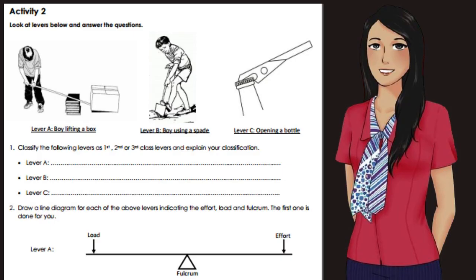Activity 2. Look at the levers below and answer the questions. 1. Classify the following levers as first, second, or third-class levers and explain your classification. 2. Draw a line diagram for each of the above levers indicating the effort, load, and fulcrum. The first one is done for you.